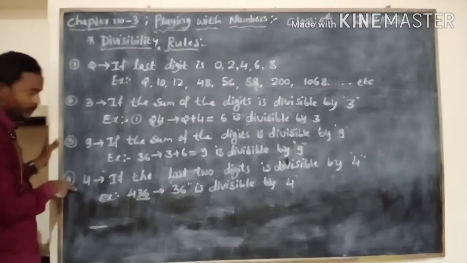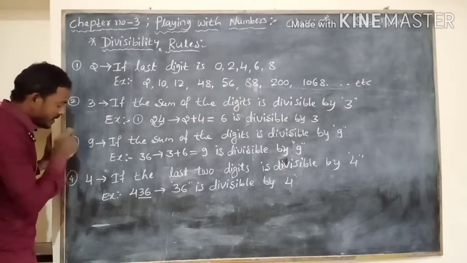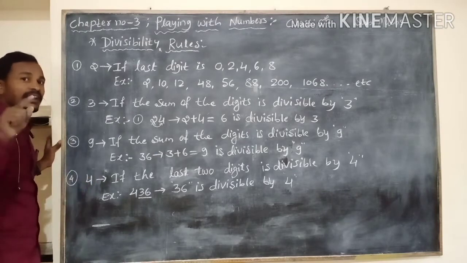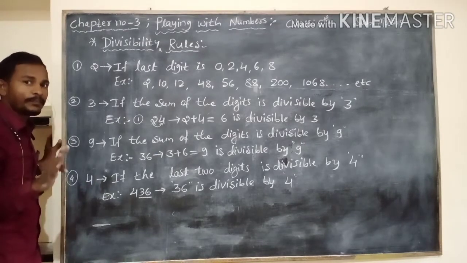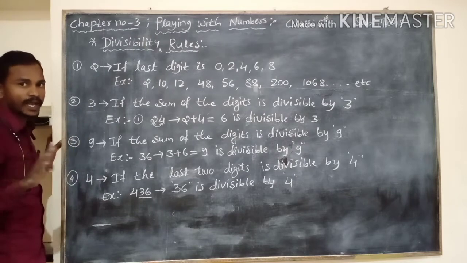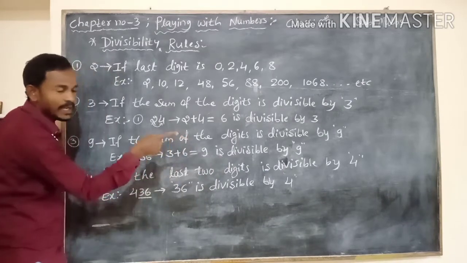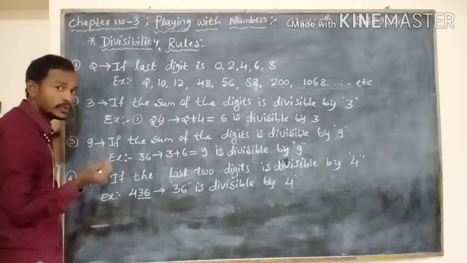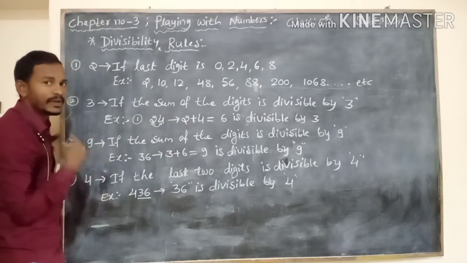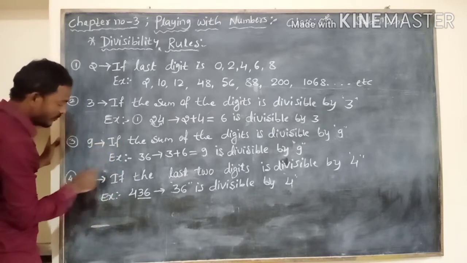The next one is divisibility by 4. In this rule, if the last two digits are completely divisible by 4, then the total number will be completely divisible by 4.